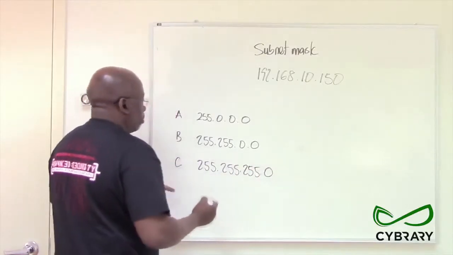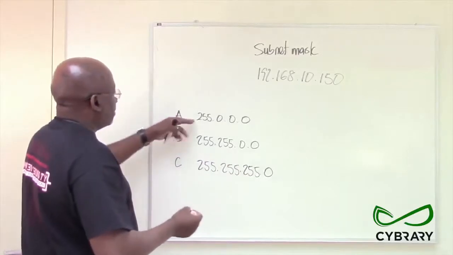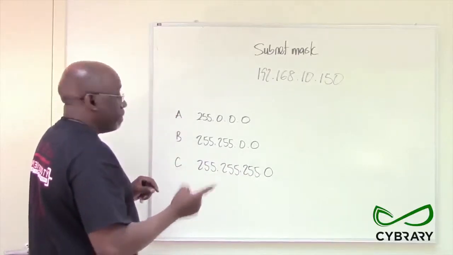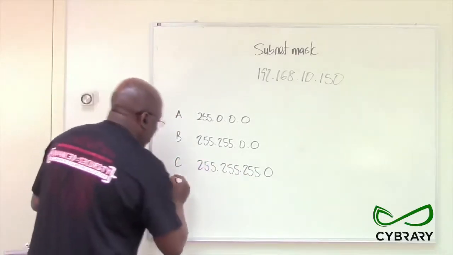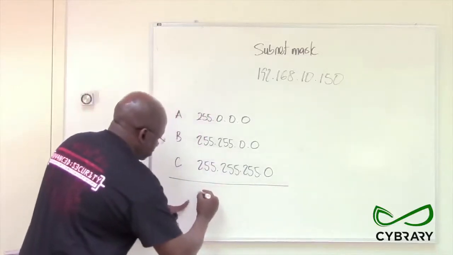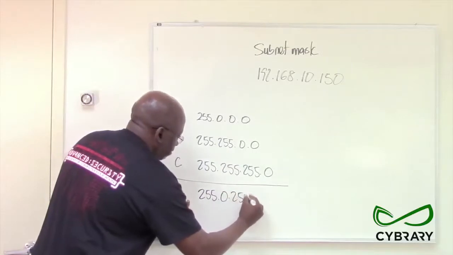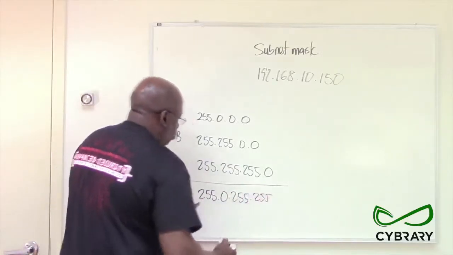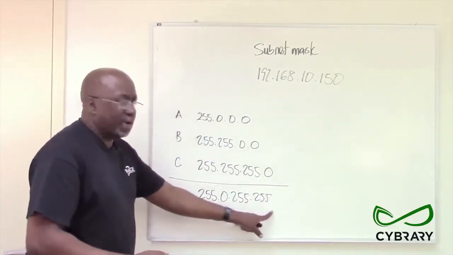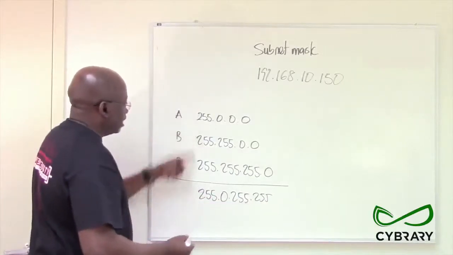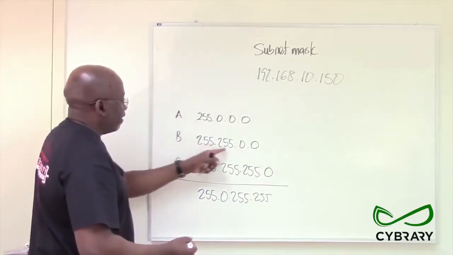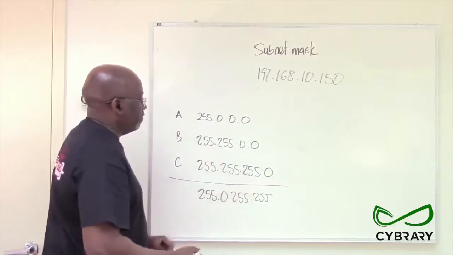255.255.255.0. So when we look at these subnet masks, bear in mind we can never have it like this: 255.0.255.255. You never have the 0 before a 255. You would only have it in this fashion: 255.0.0.0, 255.255.0.0, 255.255.255.0.